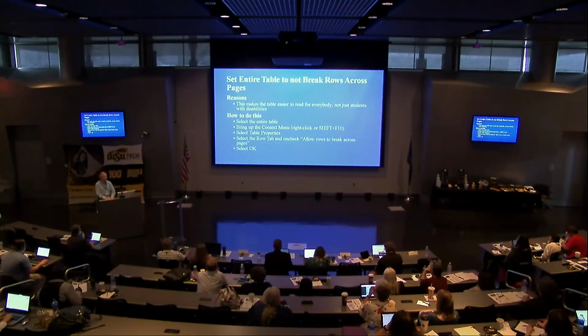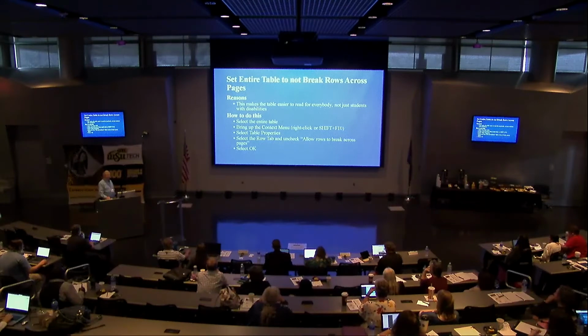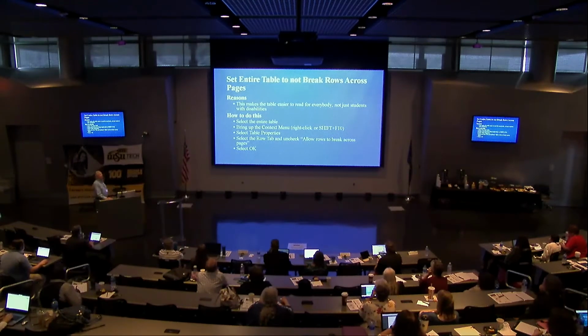Select the whole table, bring up your context menu with right-click or Shift F10. Or if you're on a regular keyboard, there's an applications key that you can use. It's right down by your right-hand control key. I like Windows because there's always more than one way to do anything. You have options. Okay. In the context menu, select table properties, go to the row tab, and there's a checkbox there that says allow rows to break across pages. By default, it is checked. Shame on you, Microsoft. Uncheck that, and then click your OK button, and you're done.